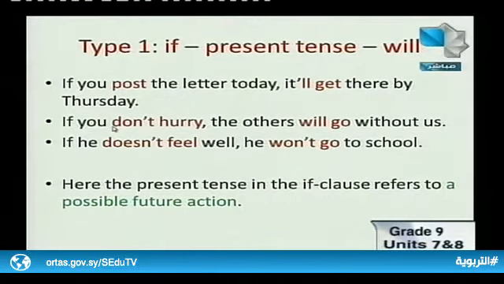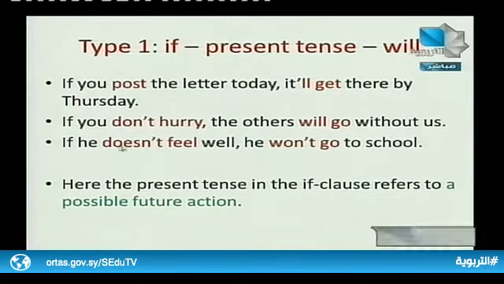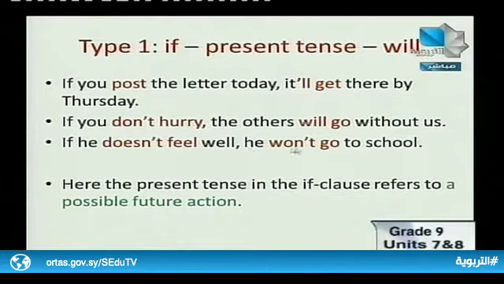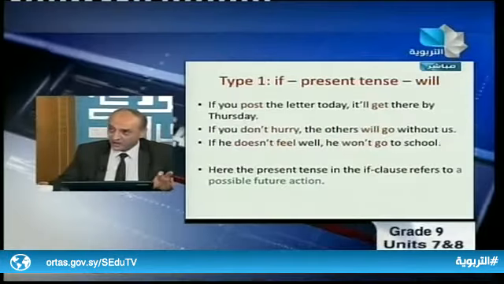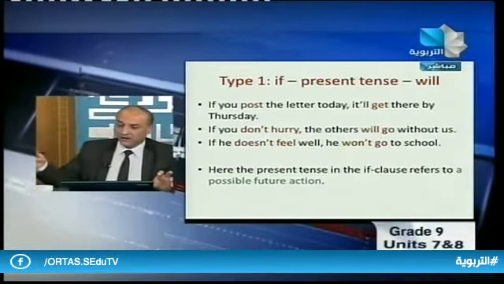So the third example, if he doesn't feel well, he won't go to school. If he doesn't feel well, that means if this condition isn't achieved, then the result will not be achieved. Something won't happen if this condition has not been achieved. Possibly future. On the contrary, in the first example, if you post the letter today, if you send it today, it will get there by Thursday.